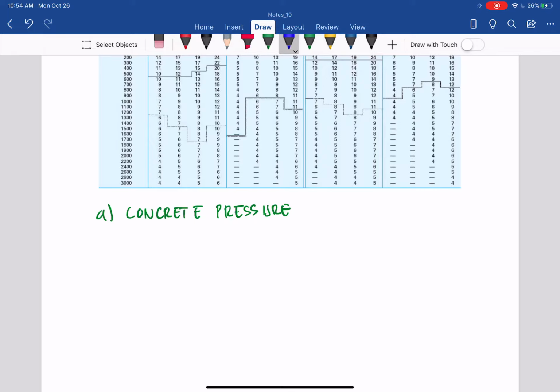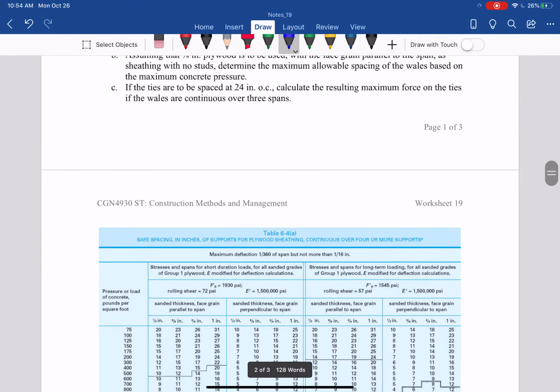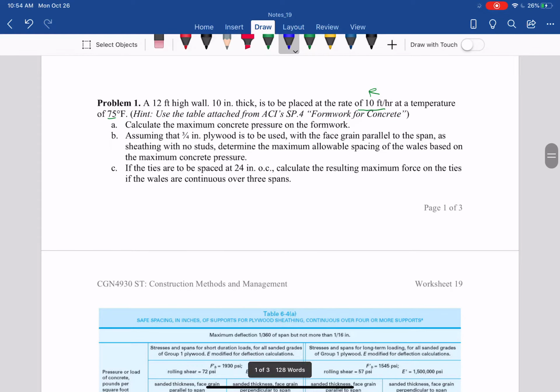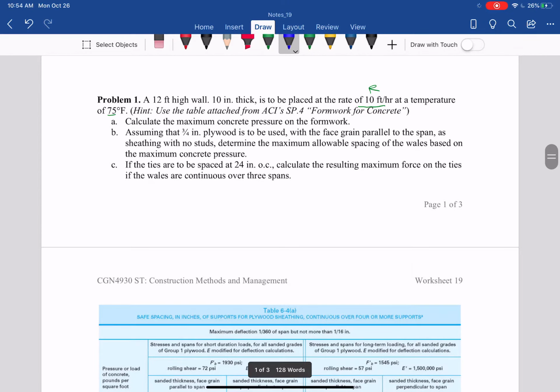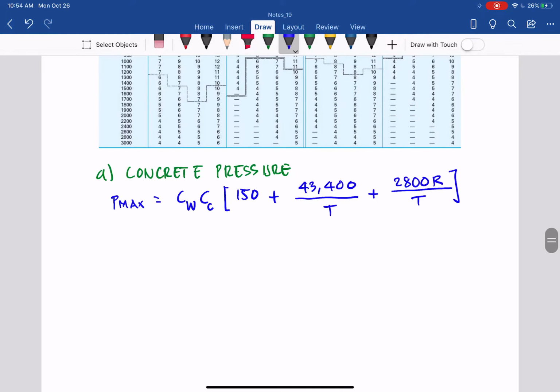So we have P max equal to the unit weight coefficient Cw times the chemistry coefficient Cc, times 150 plus 43,400 over T plus 2,800 times the rate of concrete placement R over T. In this one, for concrete pressure on formwork, we assume the concrete is the same as the previous problem, that have Cw equal to 1 and Cc equal to 1, same as problems 1 and 2 in concrete form design 1, if you want to go back to there.